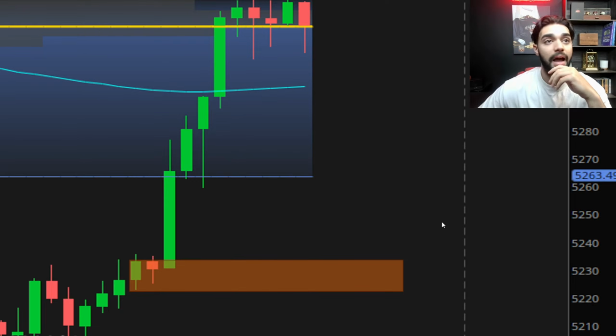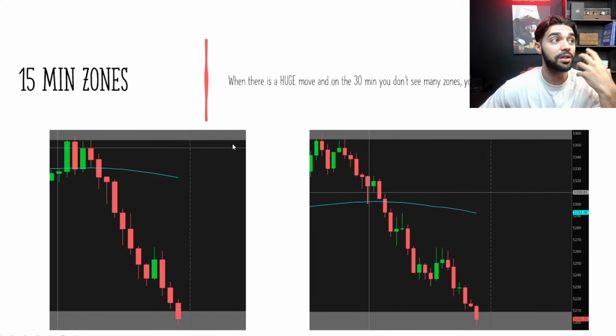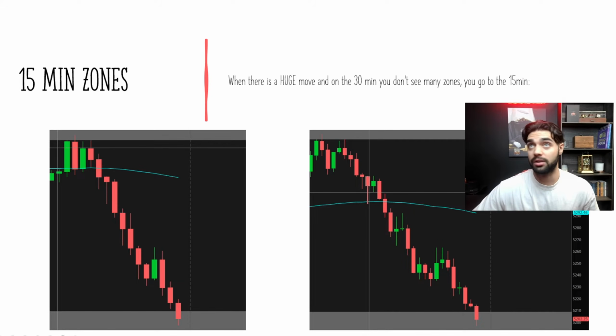Super simple, right? Now for the 15-minute zones, when there is a huge move down on the 30-minute and you don't see any zones, or up obviously, you can go down to the 15-minute and you'll start to see some zones, right? So this whole way down, all you see is a zone up here, right? But it's such a wide move, like a 100-point move, that you see a bunch of other zones in between that you can look for positions off as well. Y'all can't read that, but that's what it says right there.